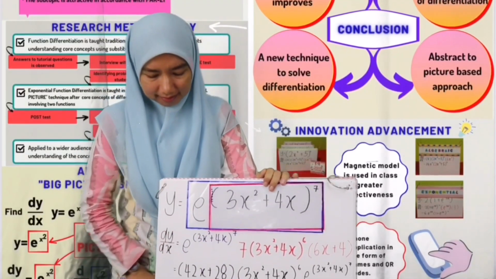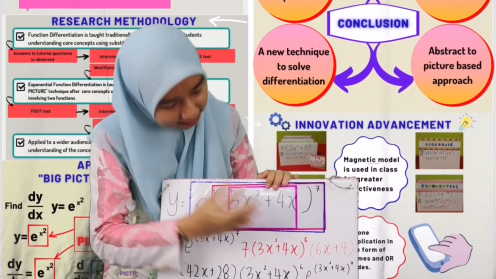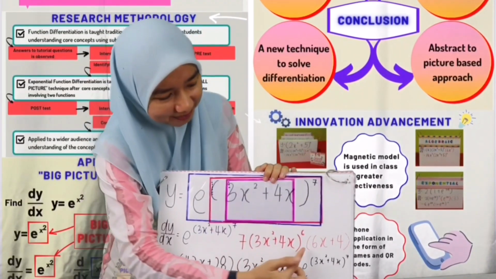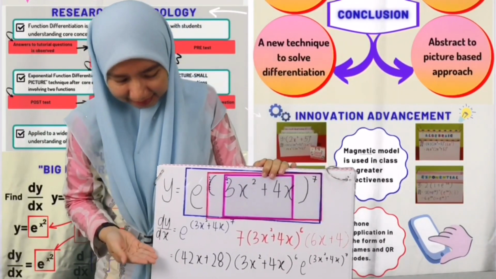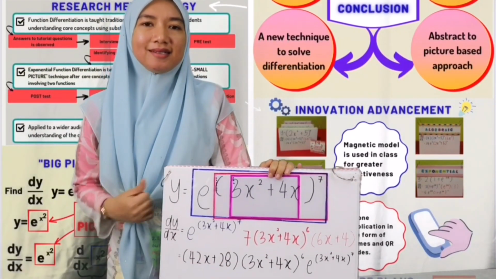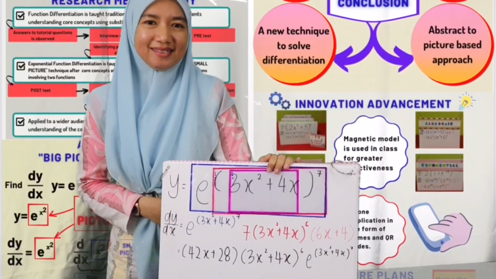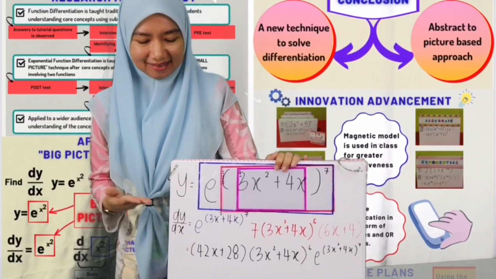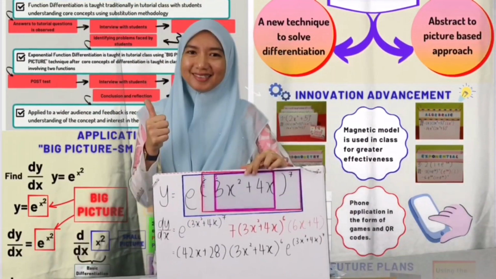So I've already differentiated the small picture. Oh yeah, wait, there is one more small picture over here. Bringing down the 2 times 3, which gives me 6x plus 4. Therefore, I already get the whole answer of this equation in just one line. There are not many formulas or equations to be written, and I can get the answer in one line.